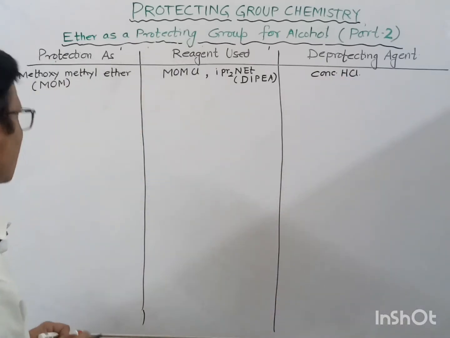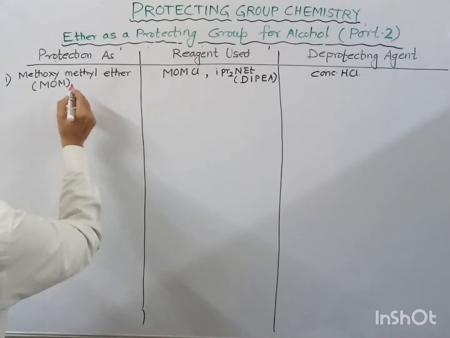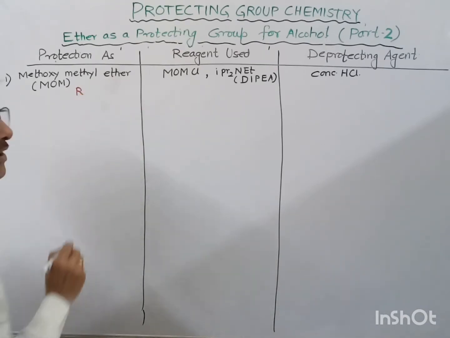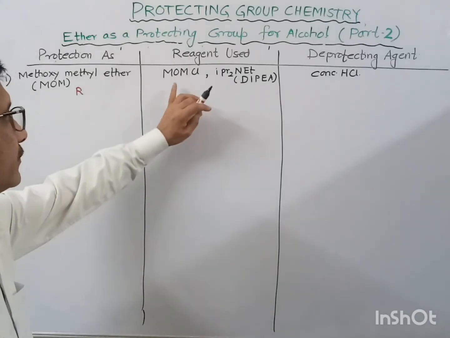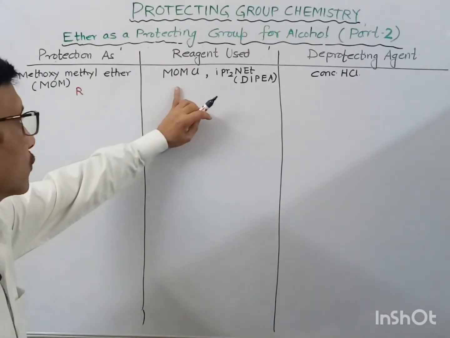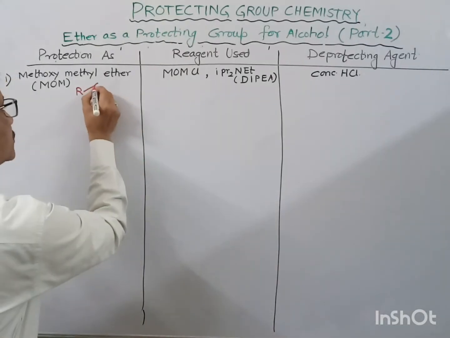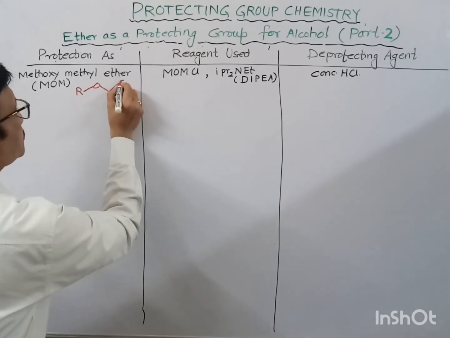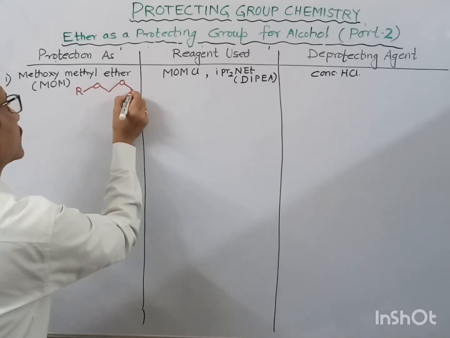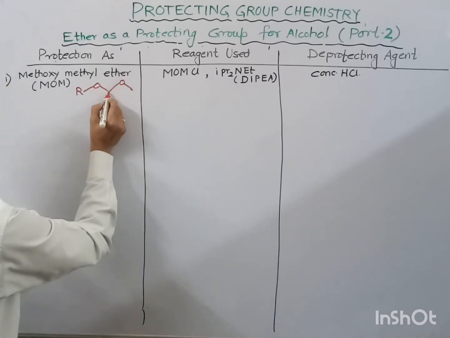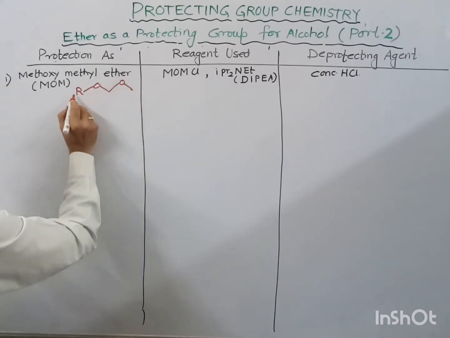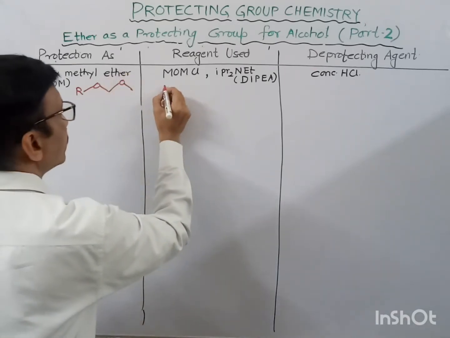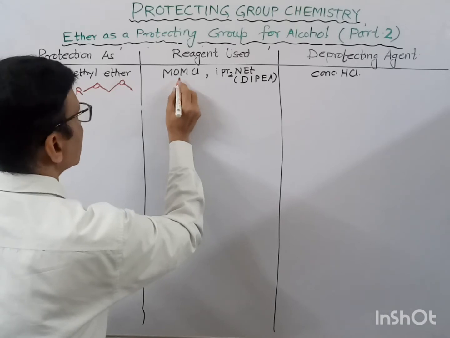Now, if we write the structure of methoxy methyl ether, suppose we have an alcohol and we react it with methoxy methyl chloride, then we get a structure like this. So this is methoxy methyl ether.